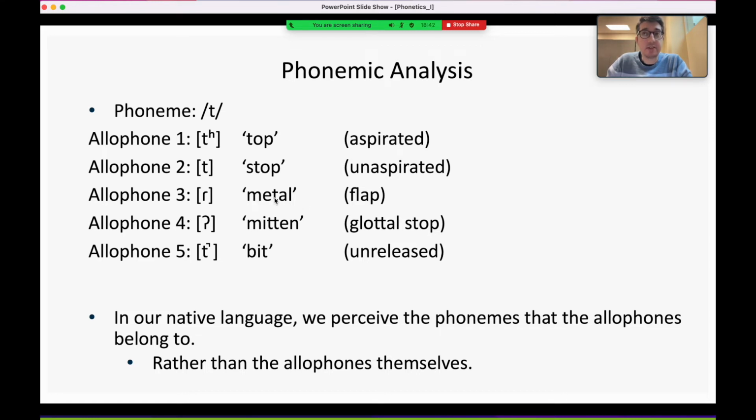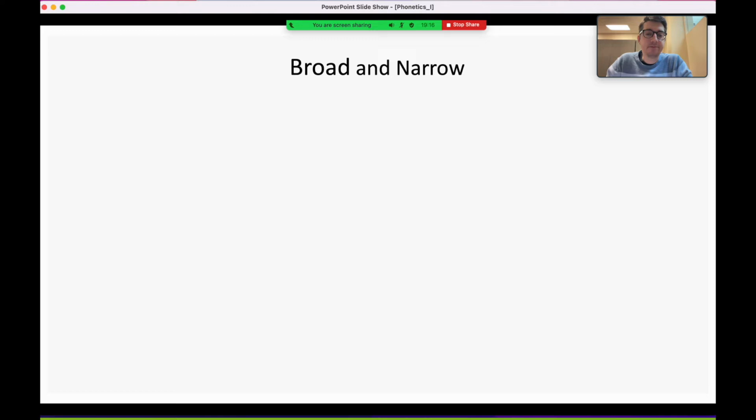Metal, metal, which we call a flap. This sound here is different from this sound here. And mitten, mitten, almost closing the air for a brief second with our vocal folds. And bit, bit, which is unreleased, mainly not releasing the tongue. When our tongue hits the roof of the mouth, we do not release this. We say bit and the tongue stays up.